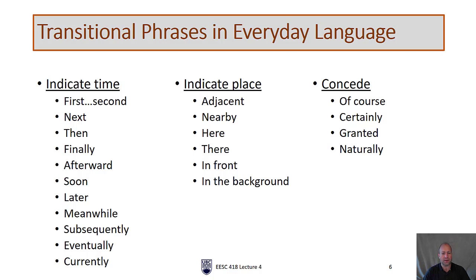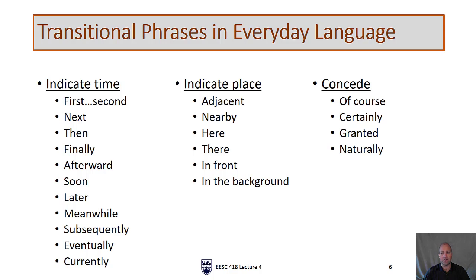We might also want to indicate places. So if we're discussing something that's happening in one place, we might say nearby, the same thing is happening, or in the background, something else is happening. So these are nice transitional phrases. But as I mentioned, they're fairly common to us, so we don't really need to go through them with technical examples. And then the last example here is when we concede something.